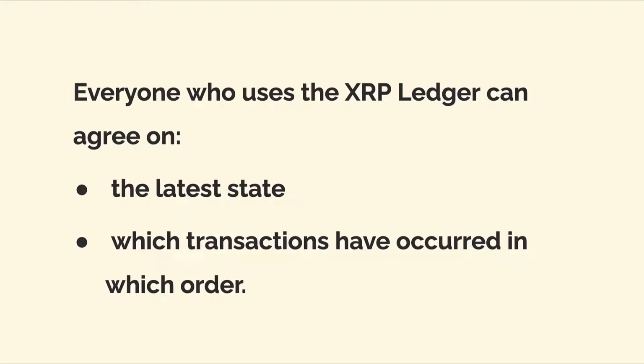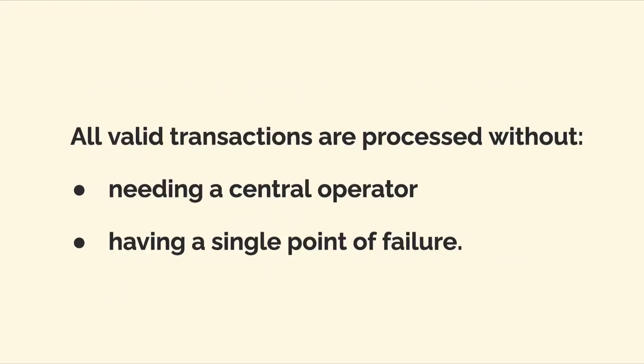Everyone who uses the XRP ledger can agree on the latest state and which transactions have occurred in which order. This is thanks to the consensus protocol. All valid transactions are processed without needing to have a central operator. That's because blockchains are decentralized. You don't need a central entity to control transactions and to verify what event happened at what time, because the blockchain itself manages all of that and everyone can see when all events happened.